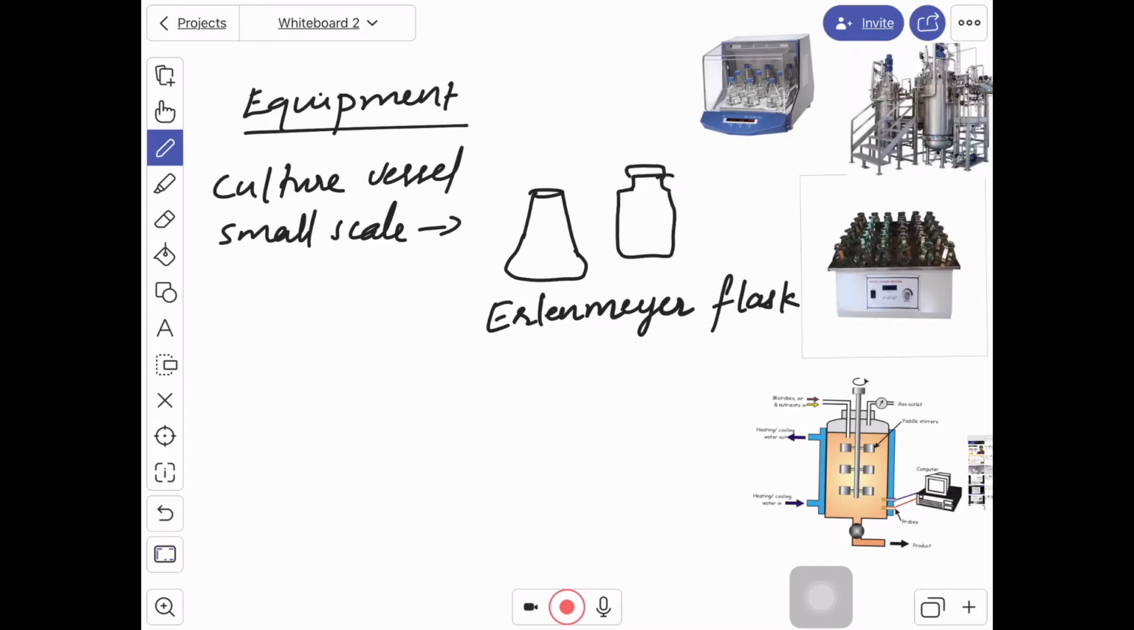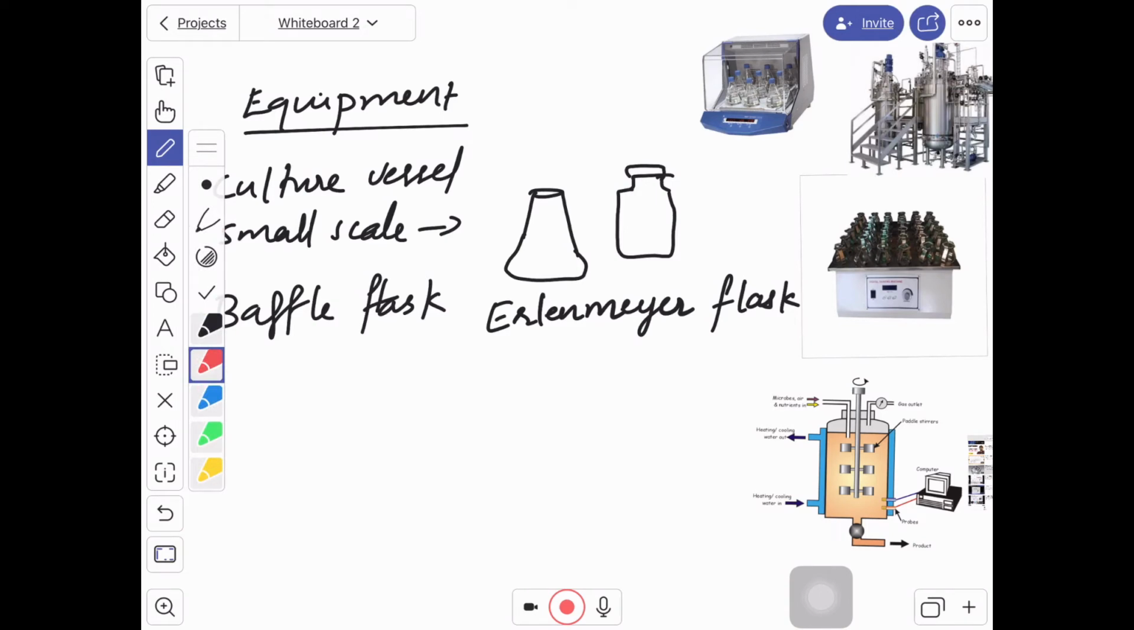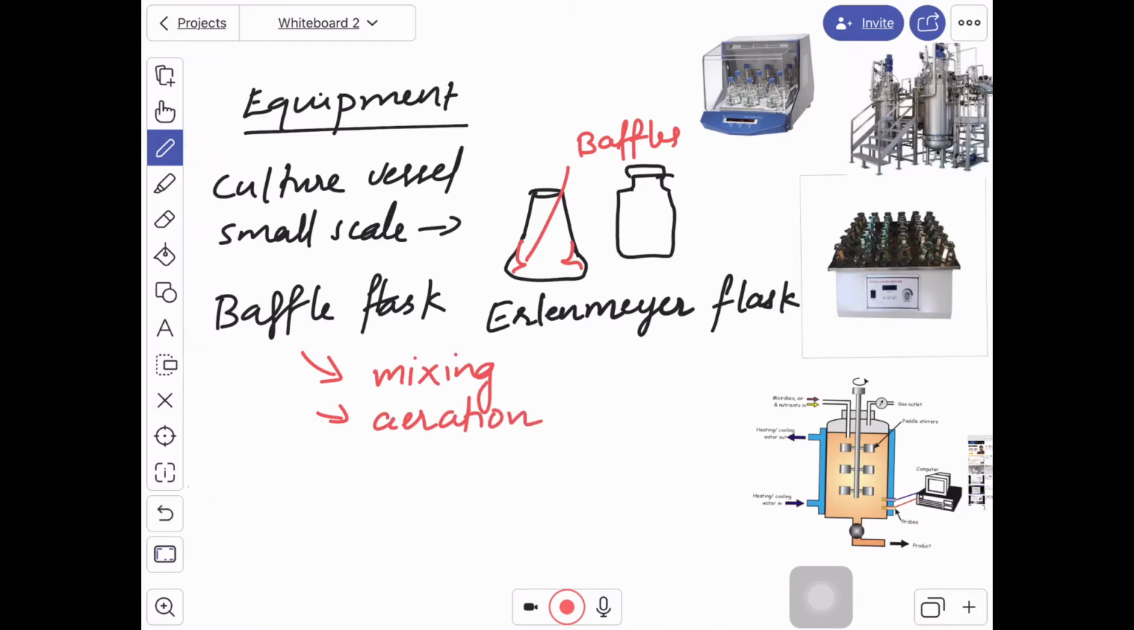And sometimes we use a baffle flask. A baffle flask means a conical flask which has some ridges inside, conical projections inside. These conical projections are known as baffles. They help in the mixing. They improve mixing. When mixing is improved, we can say aeration also gets increased. These culture vessels are normally used in small scale.